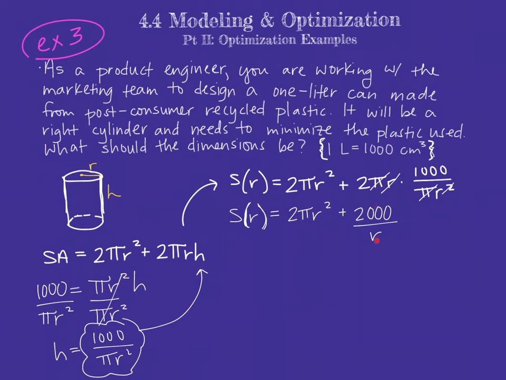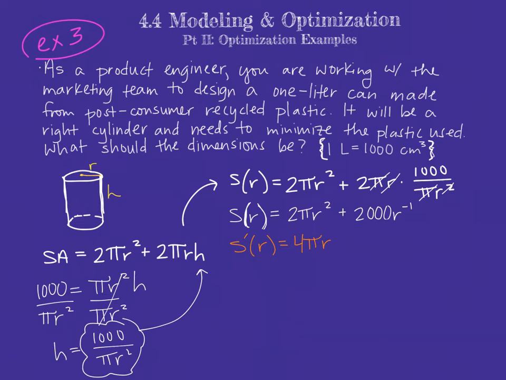Instead of writing 2,000 over r, what I'm going to do in order to take the derivative more easily is write r to the negative 1. I'll do this calculus in orange. So we have S prime of r. Remember that 2 pi, in general, is just a constant out front, rather a coefficient to the r squared. So we treat it as we would any other number out front. And so we're going to use the power rule here and multiply the 2. So we'll have 4 pi r to the first, or just r.